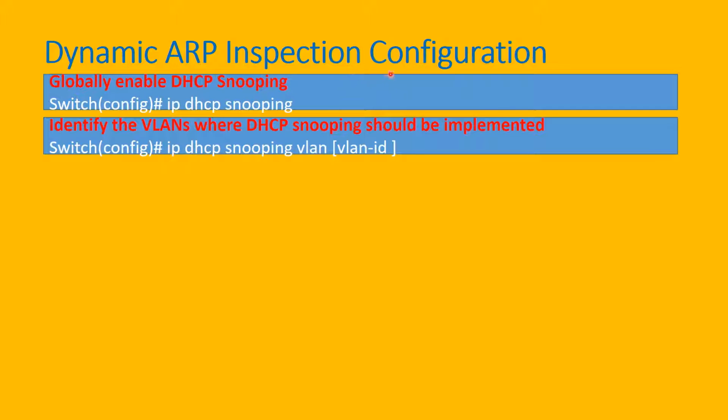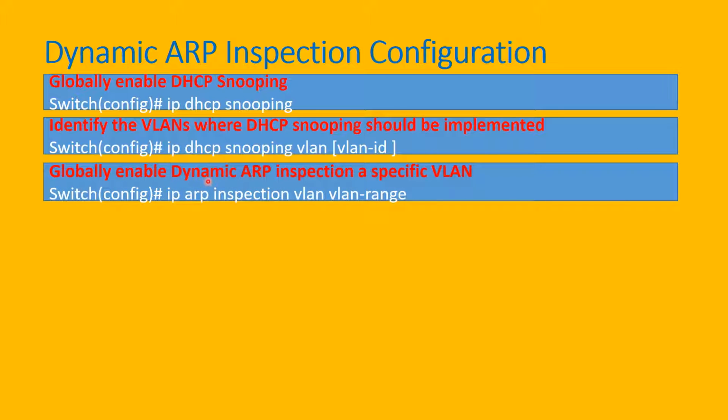Dynamic ARP inspection configuration. As you know, dynamic ARP inspection relies on the DHCP snooping database to verify the ARP reply from the DHCP clients' computers. Therefore, if there are some DHCP clients' computers in your network, you first need to enable and configure DHCP snooping on the switch. Then you can globally enable dynamic ARP inspection for specific VLANs. The command is ip arp inspection vlan, followed by the VLAN range.